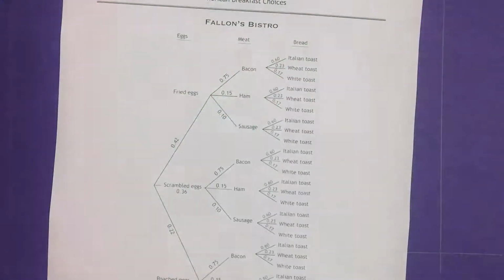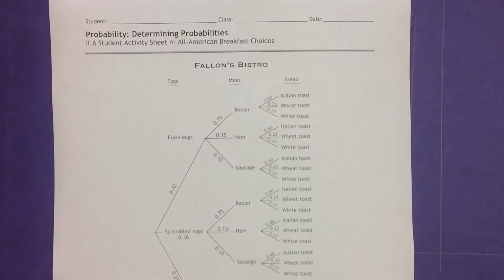This is Elise here from Advanced Quantitative Reasoning, and this is the little tutorial that I have for Fallon's Bistro. It's called the All-American Breakfast Choices. So, if you look at this right here, you have these choices.